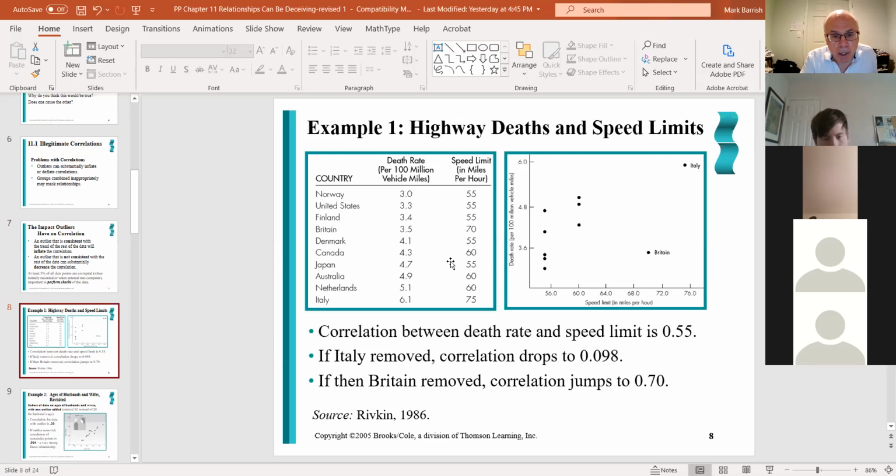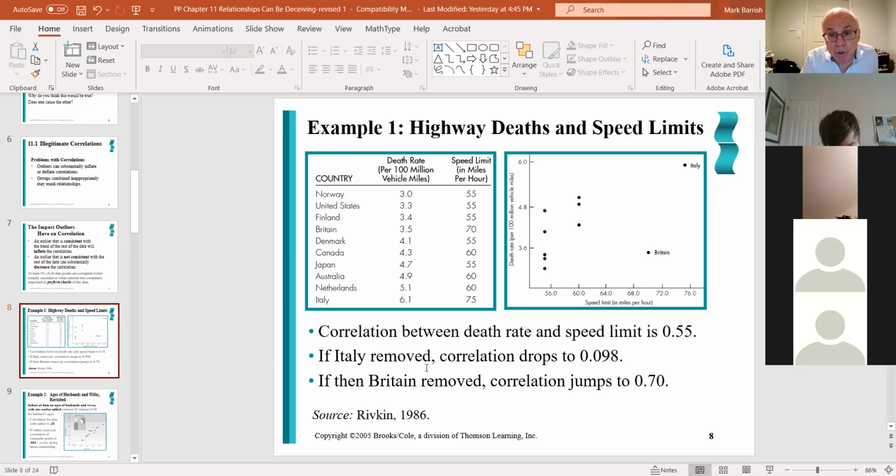Okay. Here's data with two quantitative variables. You're dealing with the speed limit as the independent variable, the x, and the death rate per 100 million vehicle miles along the y-axis. That's your dependent variable. You're plotting these as XY points for these various countries, and you see Britain over here and Italy over here. If you include all these points, the correlation is 0.55. 0.55 is considered a moderate correlation, not really strong, but not really weak, and it's positive. Picture a positively sloped line going through these points.